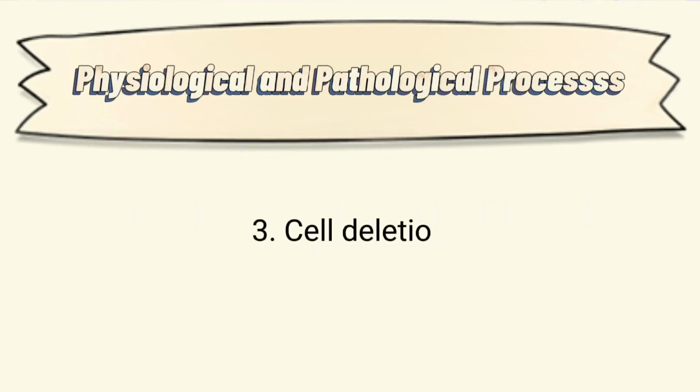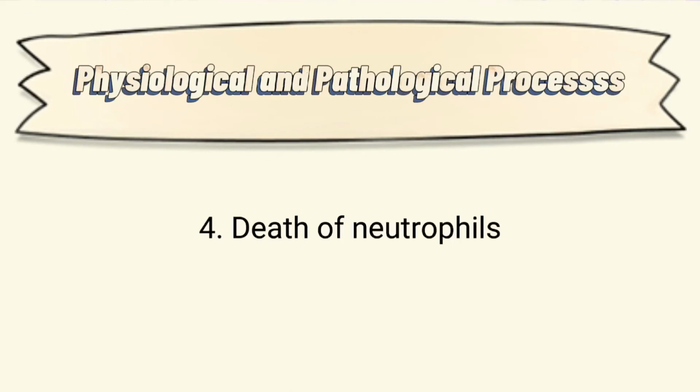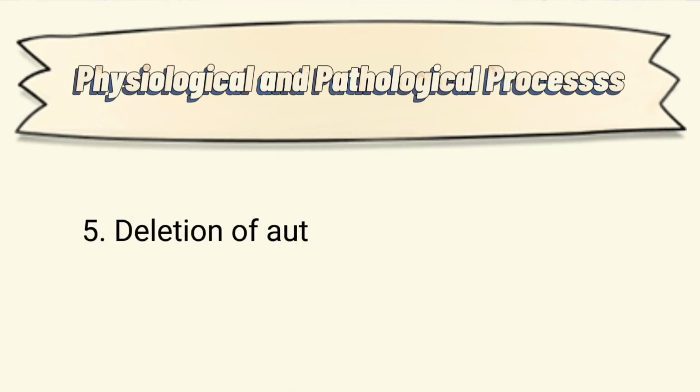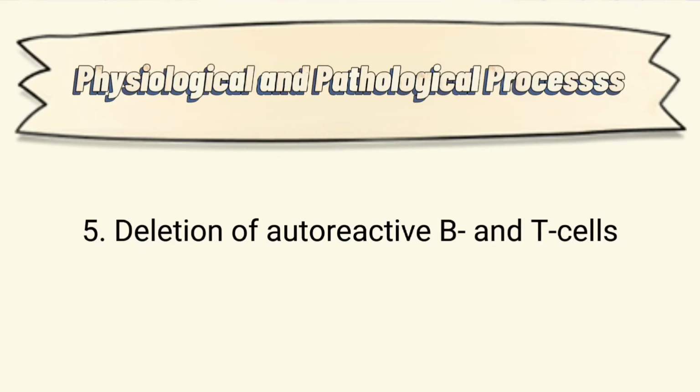Third is the cell deletion in proliferating populations such as intestinal crypt epithelium or cell death in tumors. Kailangan nitong mangyari para maiwasan yung pag-accumulate ng tumor na pwedeng mag-cause ng cancer. Fourth is the death of neutrophils during an acute inflammatory response. Neutrophils fight infection by ingesting microorganisms and then killing them. Fifth is the deletion of autoreactive B and T cells. T cells are involved in cell-mediated immunity, whereas B cells are primarily responsible for humoral immunity.